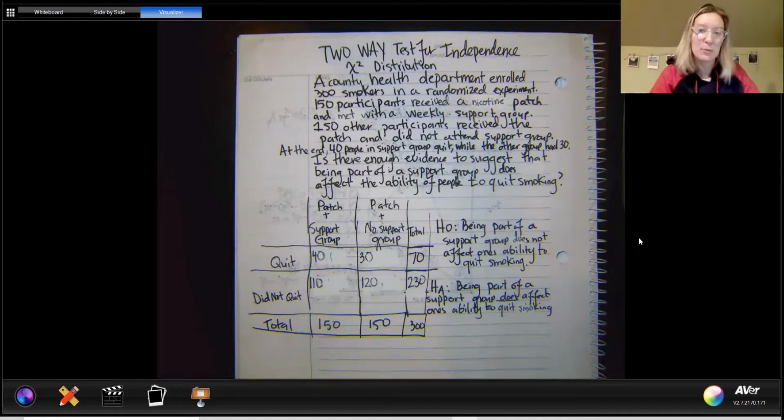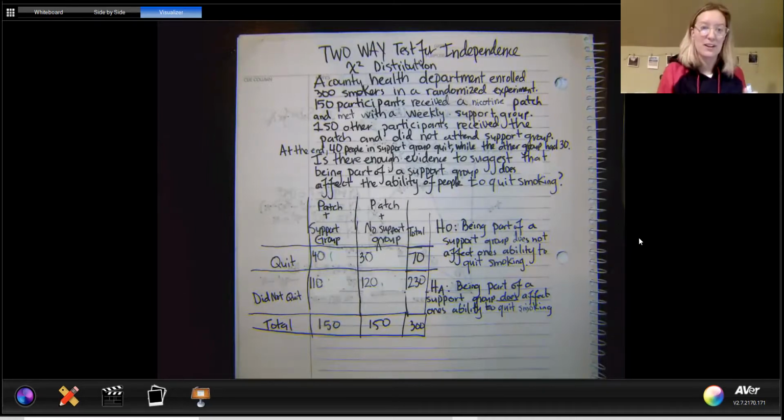So let's go over an example problem and go through the whole hypothesis test process so we can start looking at the differences. In this example question, a county health department enrolled 300 smokers in a randomized experiment. 150 participants received a nicotine patch and met with a weekly support group, and the other 150 participants received the patch and did not attend the support group. At the end, 40 people in the support group quit, while the other group had 30 participants who quit. Is there enough evidence to suggest that being part of a support group does affect the ability of people to quit smoking?